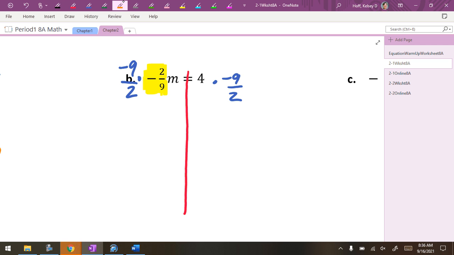Okay, we got lots of practice. Miss Hoff gets cross-happy here. Her 9s cancel out and become 1s. Her 2s cancel out and become 1s. A negative times a negative is a positive. So I'm left with 1m. 1m. Rejoice, I'm going to put a 1 under that 4.